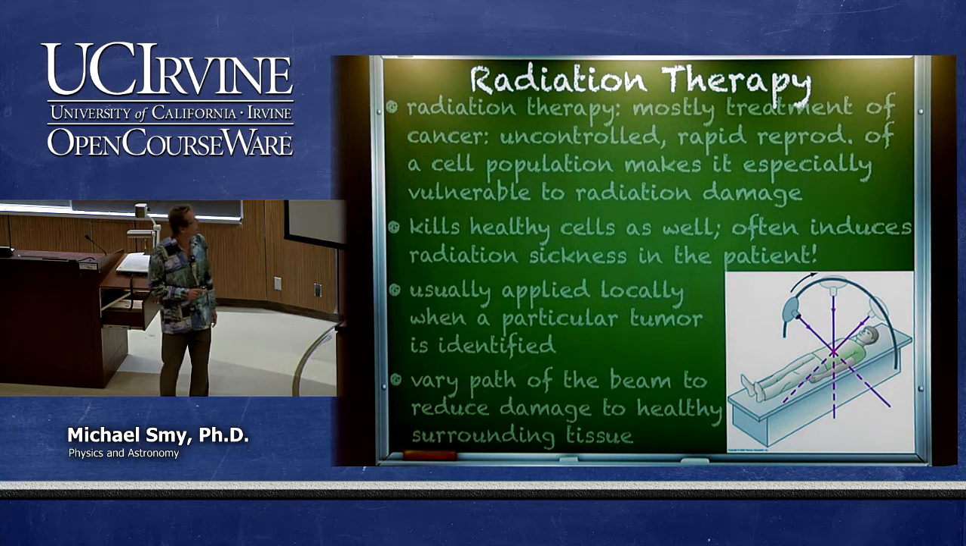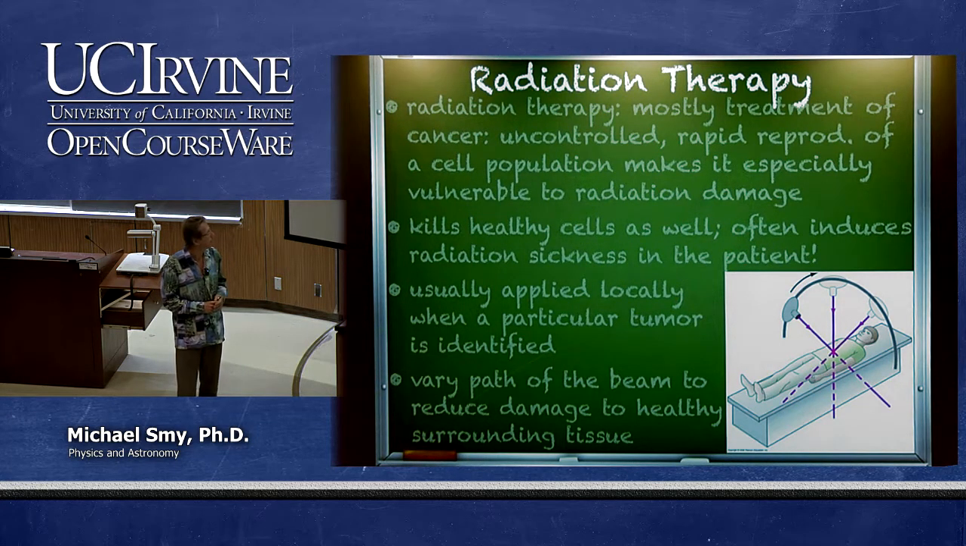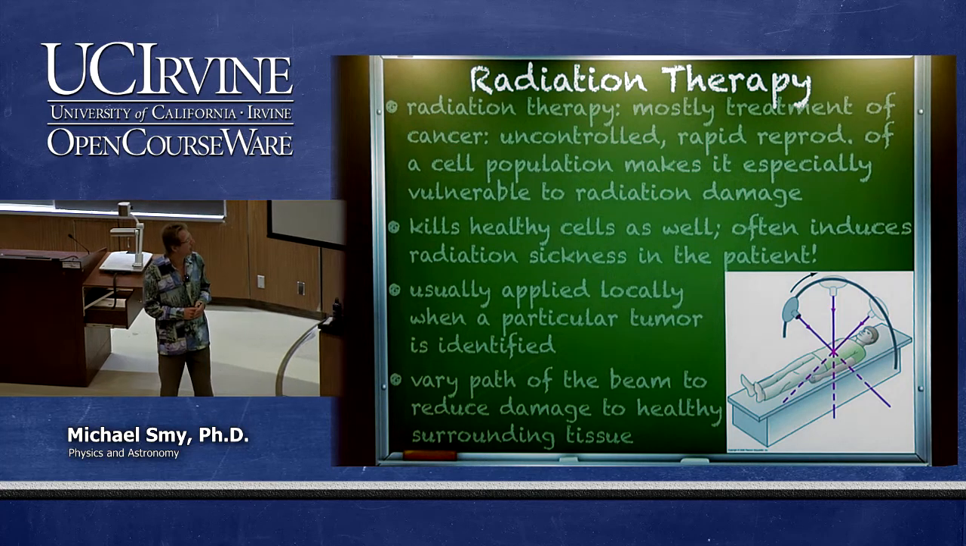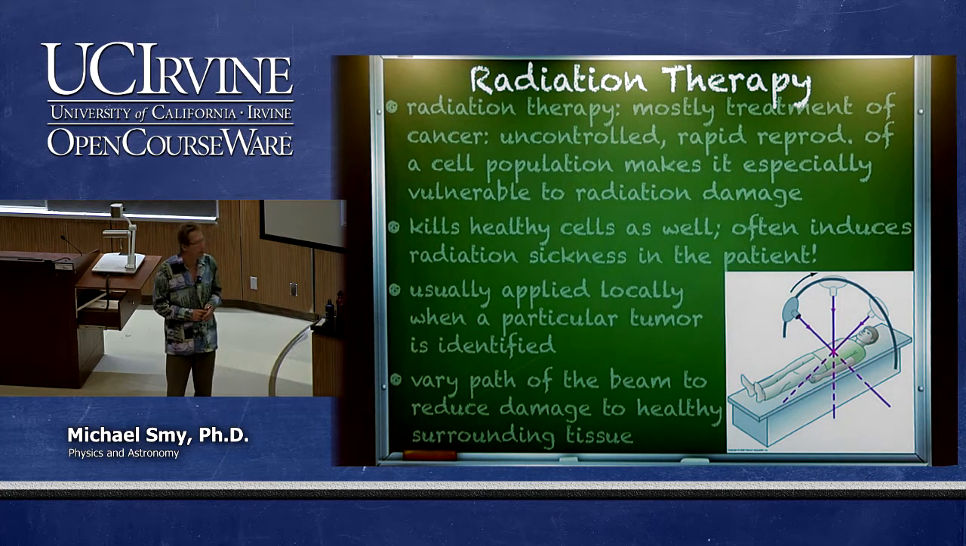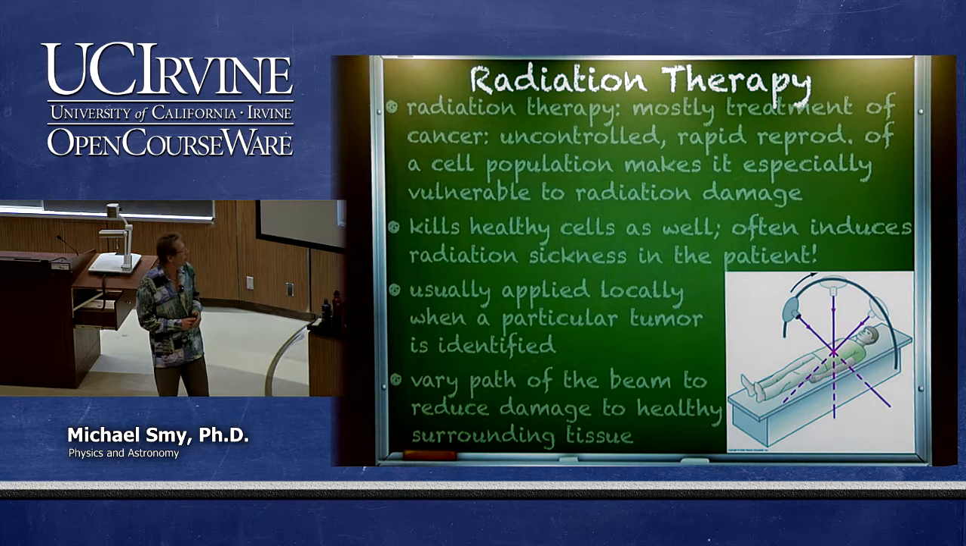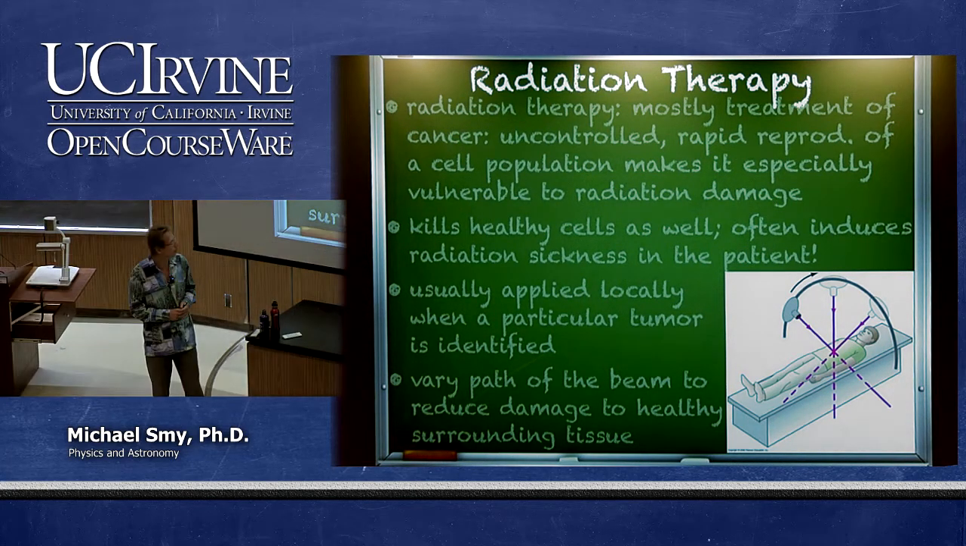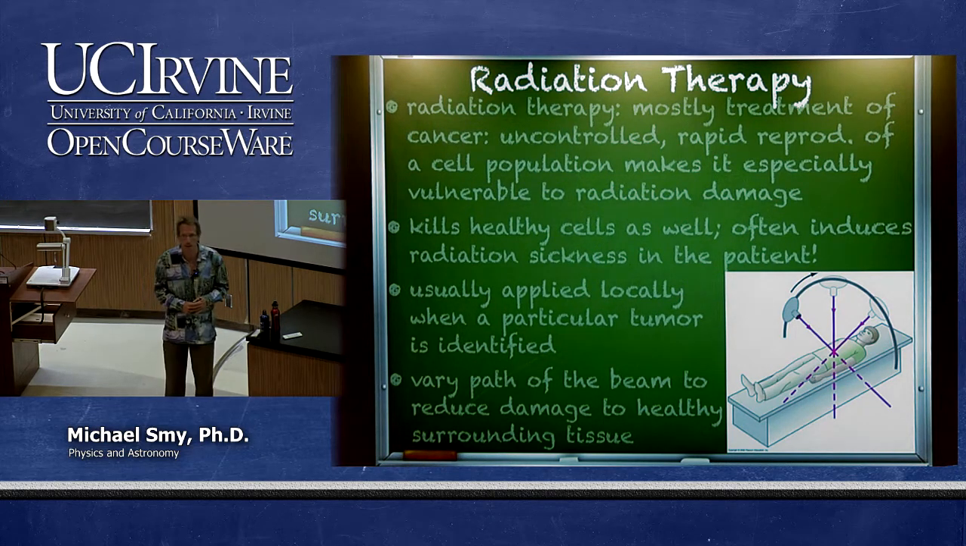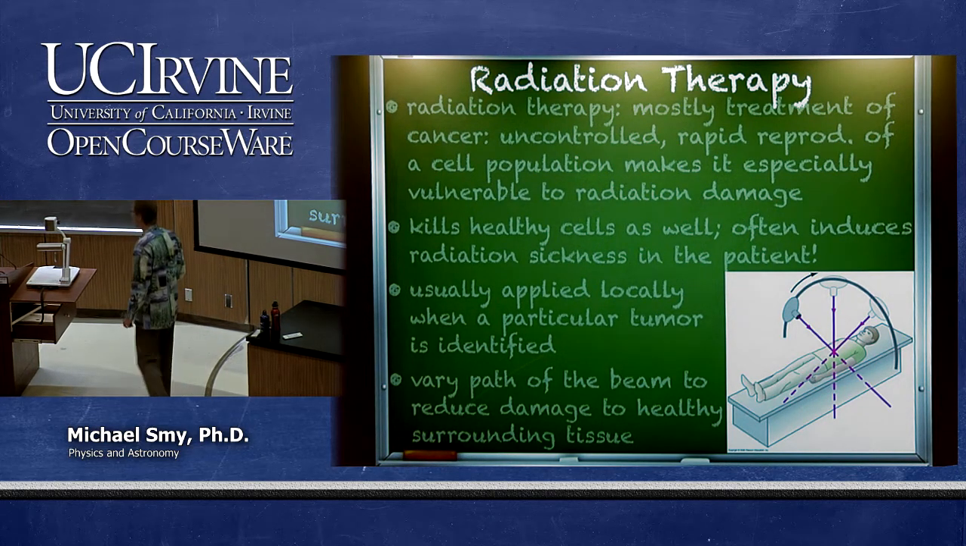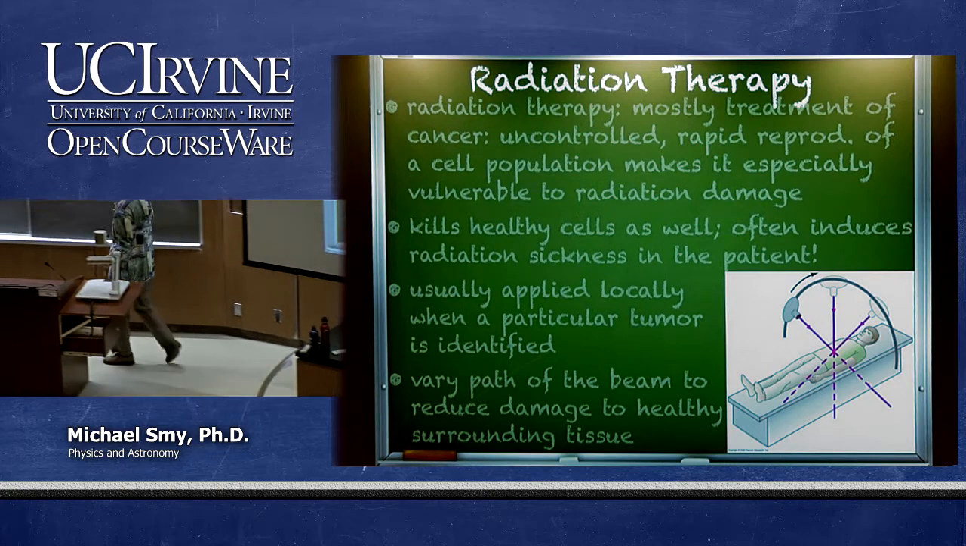Usually one therefore tries to not irradiate the entire body, but just that part of the body where a particular tumor is identified. And moreover, one usually varies the path of a beam of radiation to limit the damage to the healthy surrounding tissue. Only the tumor is always irradiated, surrounding tissue is only irradiated part of the time.